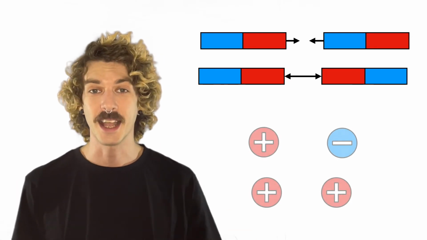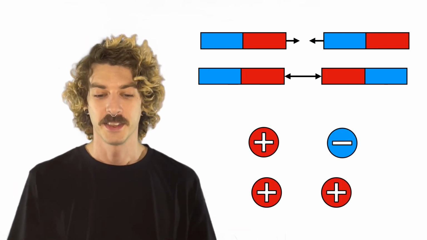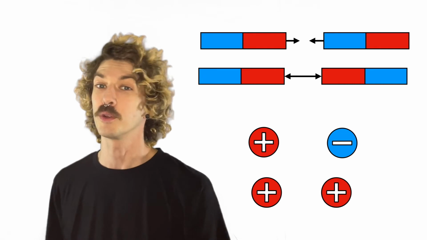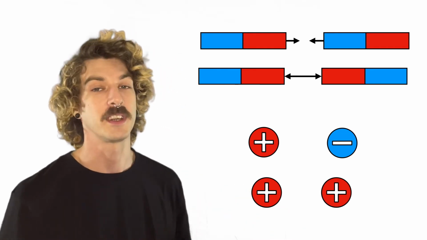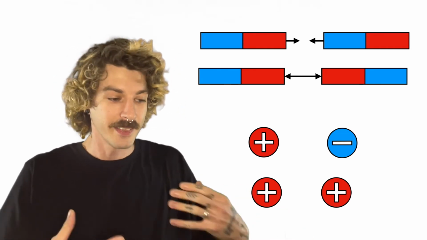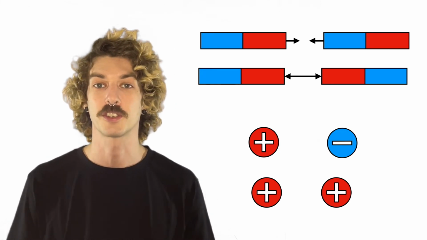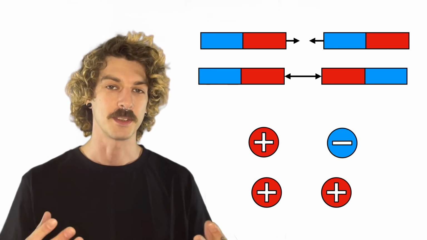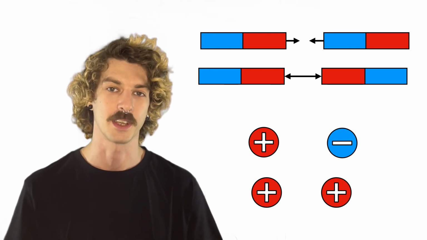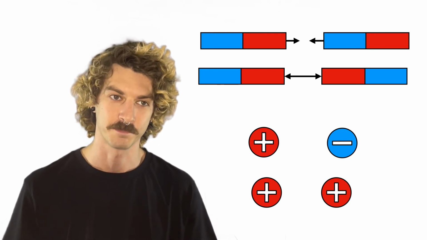And the electrostatic force is very, very similar. This is where we say things like two positive charges will repel, a positive and a negative charge will attract. That attraction and repulsion exists even without these charged particles touching each other. So the electrostatic force is another example of a non-contact force.